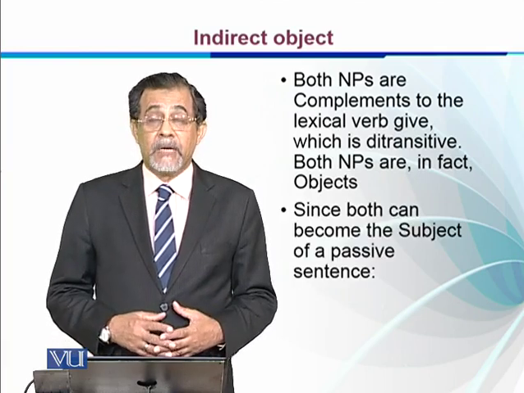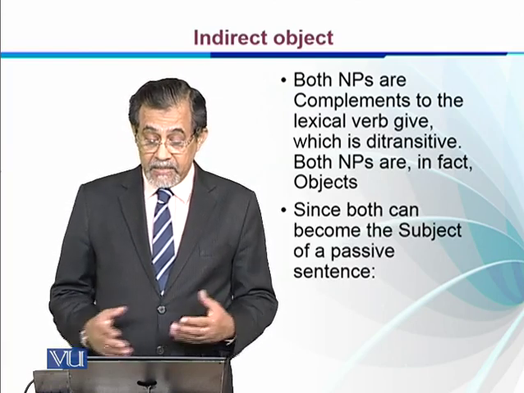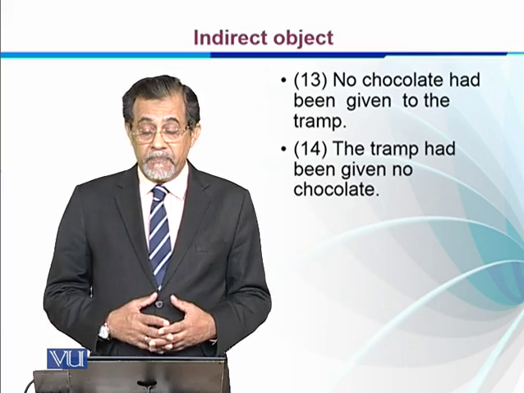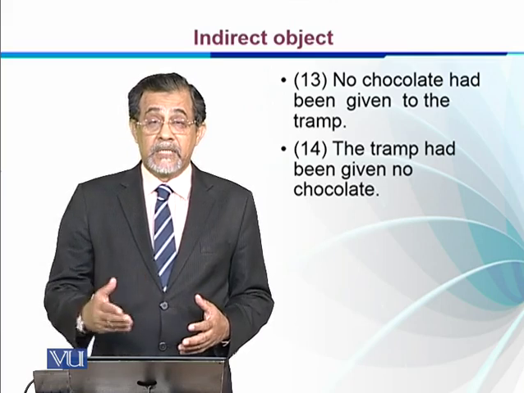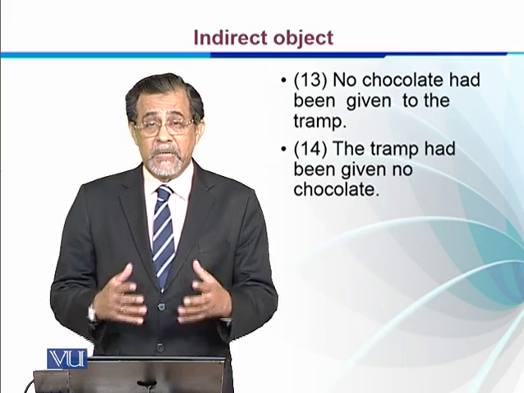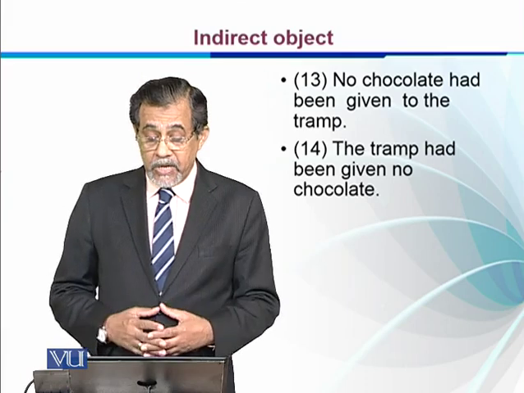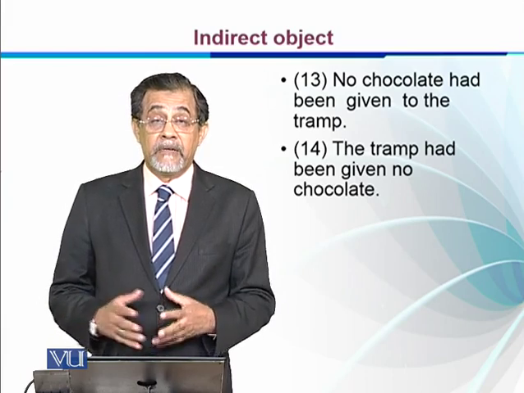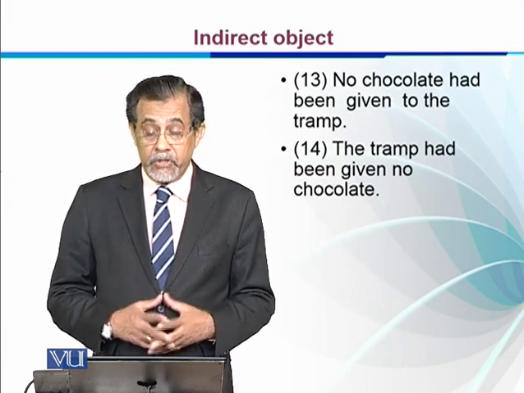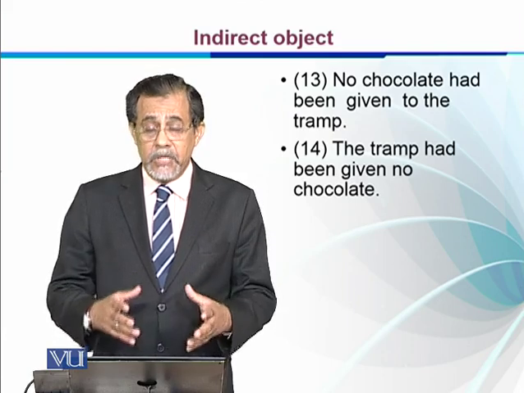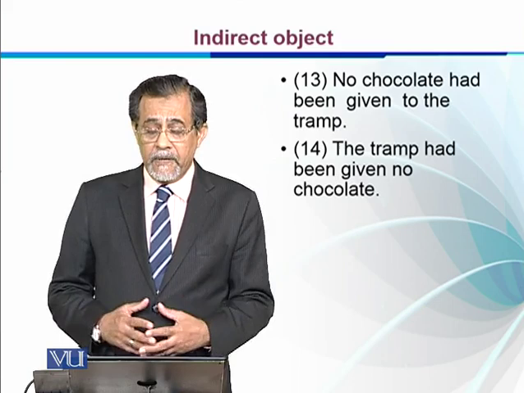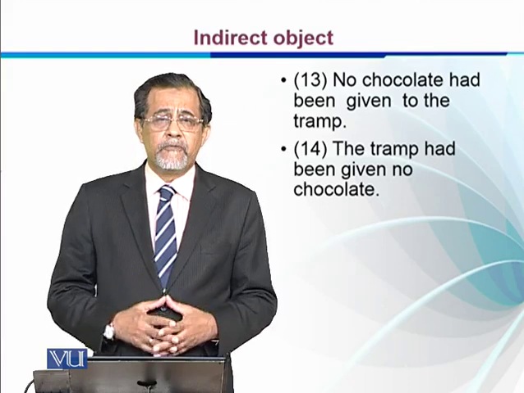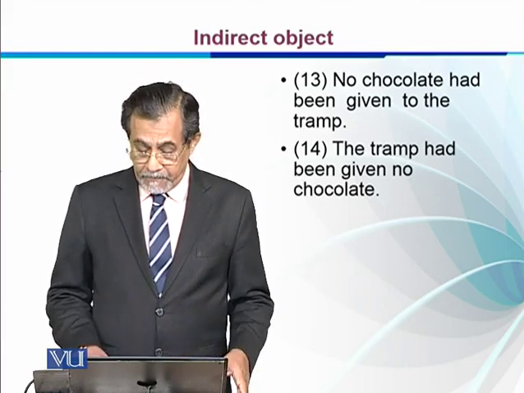Since both can become the subject of a passive sentence, we can say "no chocolate had been given to the tramp." So this noun phrase, no chocolate, has been brought to the initial position to make the subject of the sentence. And "the tramp had been given no chocolate": the second noun phrase, the tramp, has been brought to the initial position to make the subject of the sentence. So these two noun phrases make the verb "give" a ditransitive verb. So a ditransitive verb takes two objects.